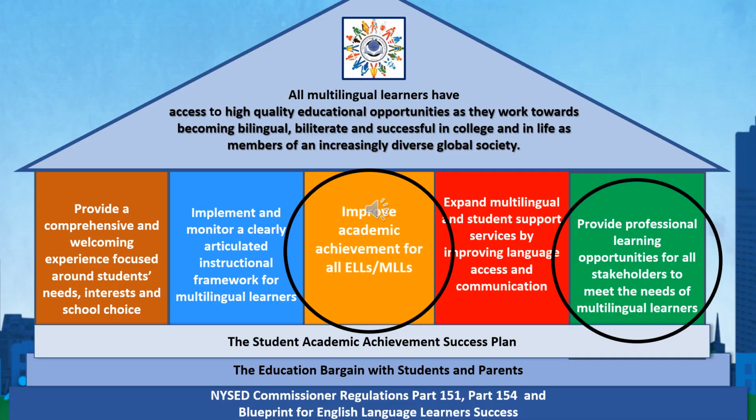This is the Multilingual Education House. As you see, its foundation are the NYSED Commissioner's Regulations Parts 151 and 154, as well as the Blueprint for English Language Learners' Success. The district's education bargain with students and parents and the Student Academic Achievement Success Plan are also part of the foundation. Today's discussion will be anchored on improving academic achievement for all English and multilingual learners and on providing professional development opportunities to all stakeholders. These objectives will lead to our goal of providing all multilingual learners with ample educational opportunities to succeed in college and career upon high school graduation.